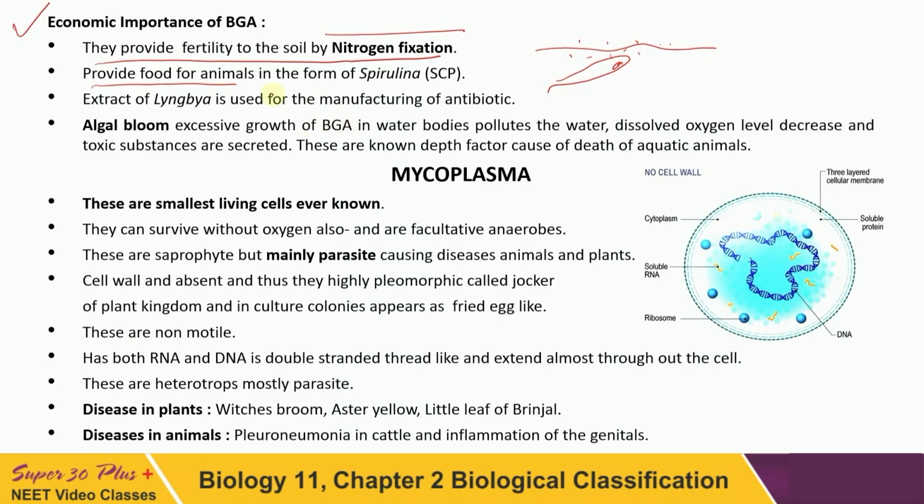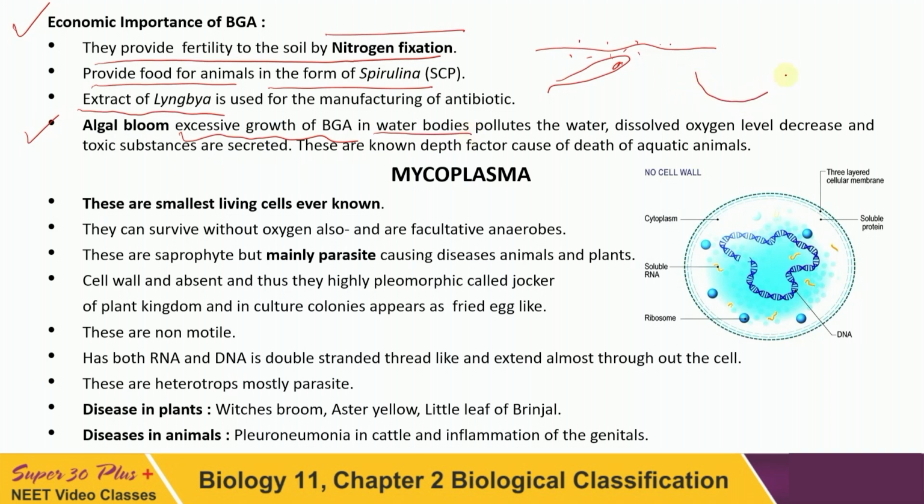Even for human consumption, Spirulina is there, a single cell protein. Some blue-green algae are used for antibiotic production. One example is Nostoc. An important point related to economic importance is algal bloom. Algal bloom is excessive growth in water bodies.